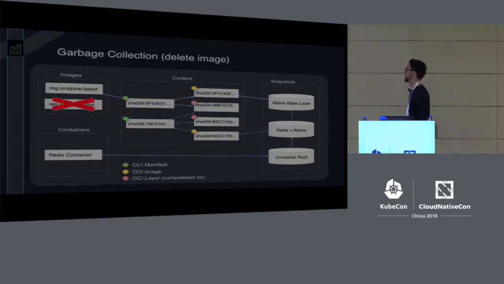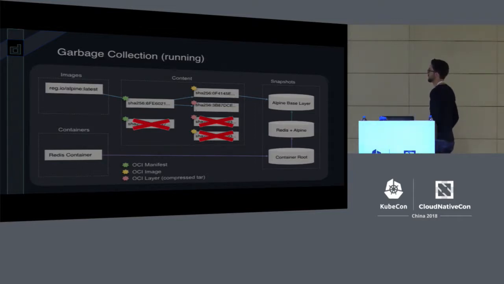If we were to delete the Redis image, even with the Redis container running, the immediate result would be this. The image is gone. There's no longer a link between that image and the content it referenced. The garbage collector is going to come along and see that there's content here that is no longer referenced by a root, and it's going to delete that content.